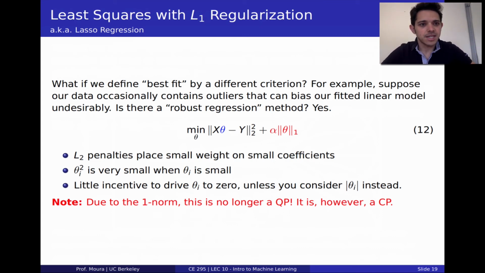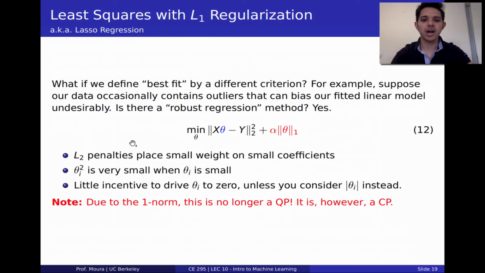All right, let's now talk about a different regularization method known as L1 regularization. So let's now define the best fit by a different criterion. For example, suppose that our data occasionally contains outliers that can bias our fitted linear model in some undesirable way. And this happens all the time when we get data in data science applications. We might get some data readings that are just erroneous and have values that are nonsensical. So is there some sort of robust regression method that will try in some sense to de-emphasize the effect of these outliers? And the short answer is yes.